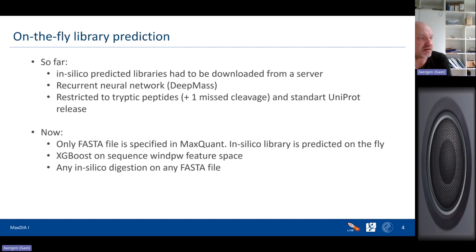And so now this is different. Now you just specify any FASTA file, and this in silico library is then predicted on the fly, and we use not the recurrent neural network anymore, but the so-called XGBoost algorithm that's basically trained on sequence window features. And as I said, it can be any in silico digestion of any FASTA file you like to use for this purpose.